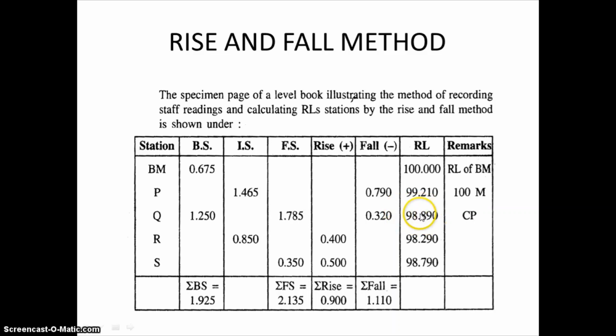Once you get this RL, and if you want to get the RL of R station, what do you do? 98.890 plus 0.400, not minus, because here we are adding the rise value. So 98.890 plus 0.400, you will get 98.290. Then 98.290 plus 0.500, you will get 98.790. That is the RL of the last station, that is station S. So in this way you have to do all the calculation.